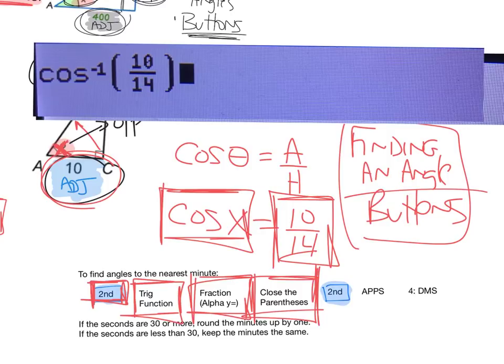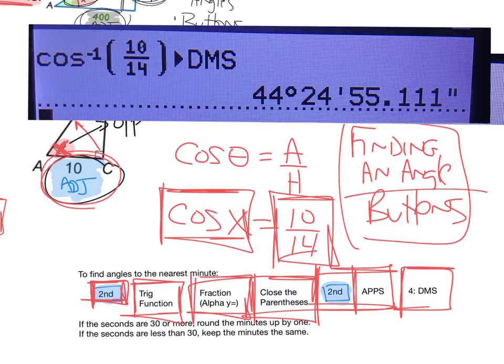Then second apps, the angle menu, and then option 4 for DMS. So you should get 44 degrees, 24 minutes, 55.111 seconds. You always look at your seconds.